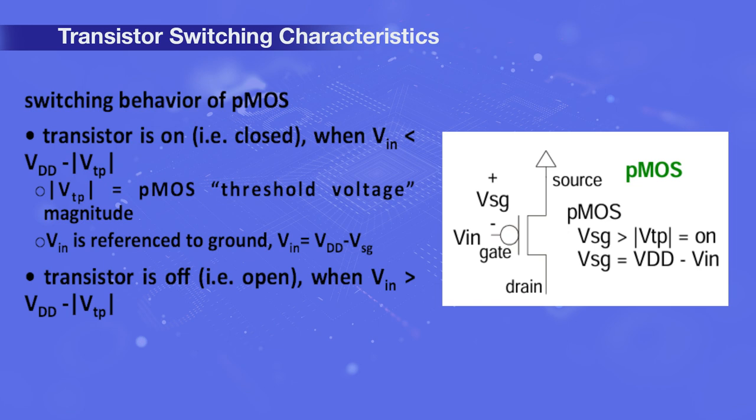Now here, when the transistor is on, that is when it acts like a closed switch, that is the condition when Vin is less than VDD minus the absolute value of VTP. What is VTP here? VTP is the threshold voltage, and P represents that we are discussing PMOS. So VTP represents the threshold voltage of PMOS.